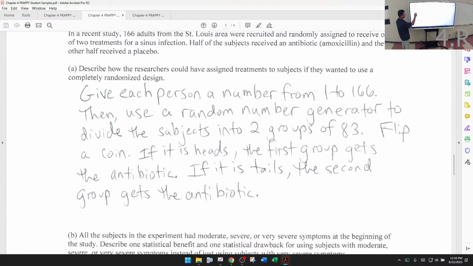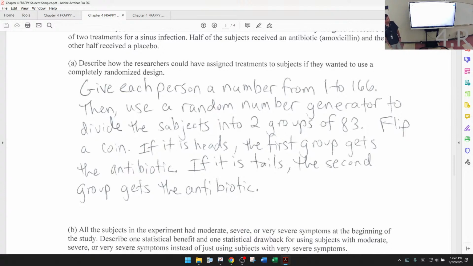Now here's the response: give each person a number from 1 to 166. Then use a random number generator to divide the subjects into 2 groups of 83. Flip a coin. If it lands on heads, the first group gets the antibiotic. If it lands on tails, the second group gets the antibiotic.